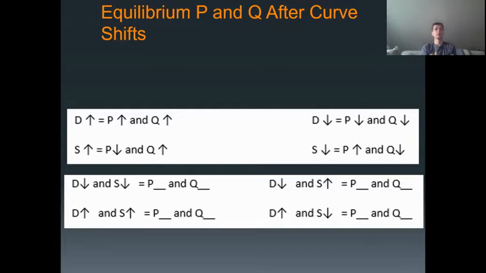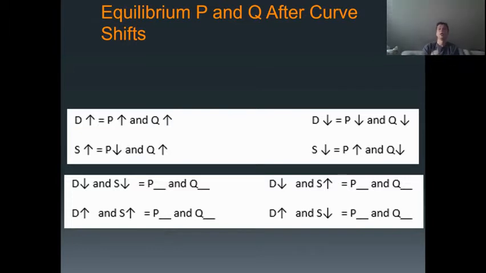Now, once you get your equilibrium price and quantity, you can get shifts. If demand shifts on its own, demand shifts right, your price and quantity will rise with it. If demand falls, price and quantity both fall. If supply rises, price falls, quantity increases. If supply decreases, the opposite occurs.